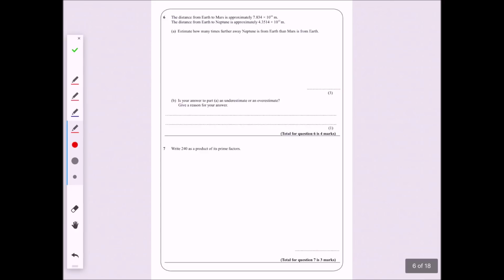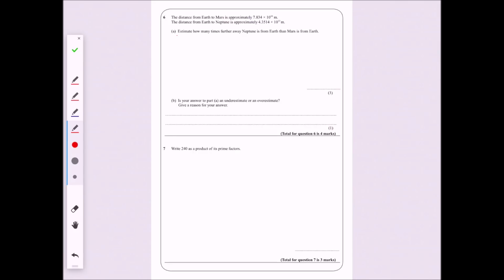Question 6, it says the distance from Earth to Mars is approximately 7.834 times 10 to the 10 metres. The distance from Earth to Neptune is approximately 4.3514 times 10 to the 12 metres. Estimate how many times further away Neptune is from Earth than Mars is from Earth. So if these were just normal numbers that weren't in standard form, we'd just divide them into each other to see how many times further it was. And that's exactly what we do here.